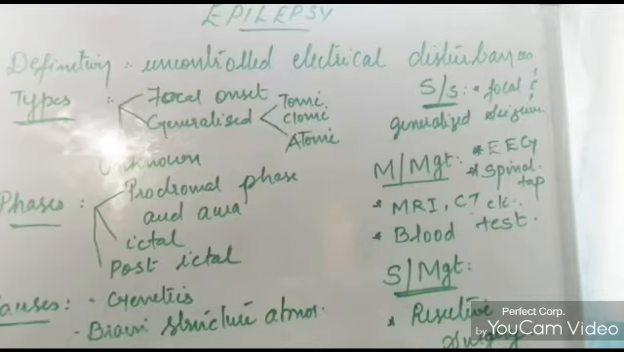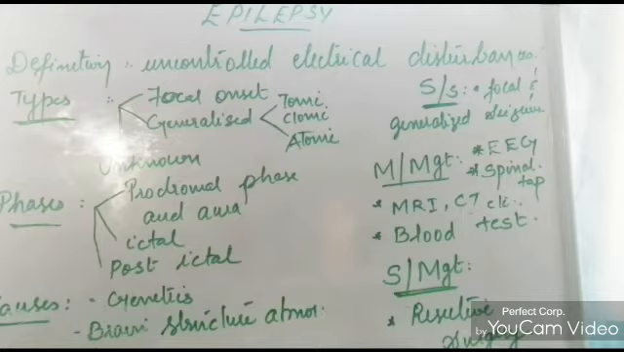The first one is the genetic cause. Second is brain structure abnormalities, that means any defect present at birth. Next is immune system abnormalities, related to HIV, AIDS, etc. Infectious diseases, for example meningitis and viral encephalitis. Kidney failure, liver failure, low blood glucose level, etc. These are all causes of epilepsy.